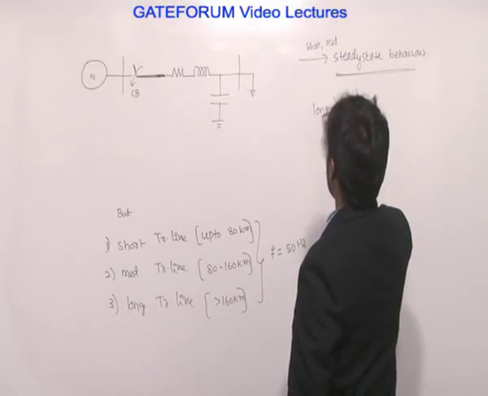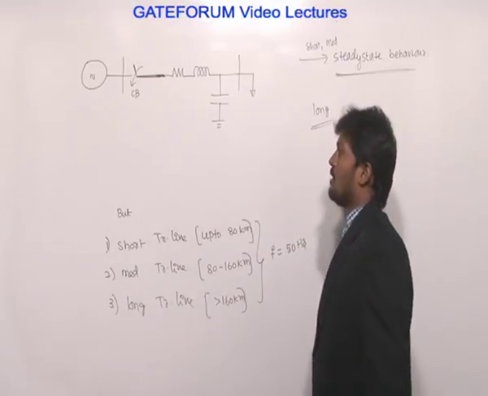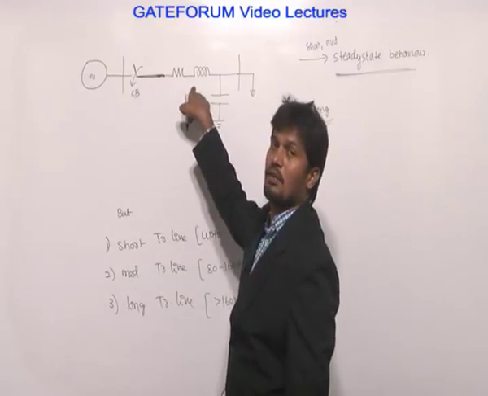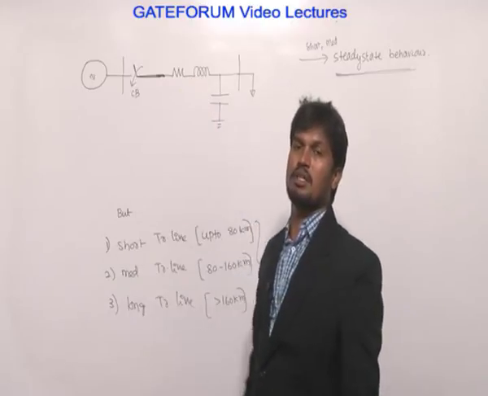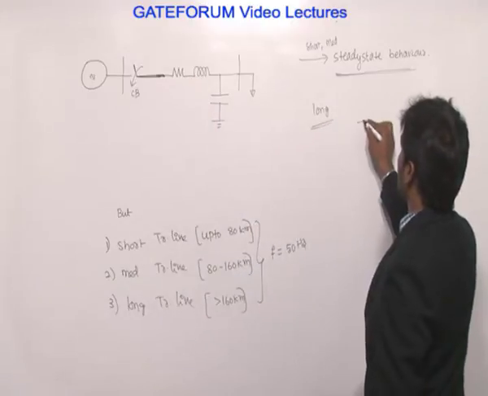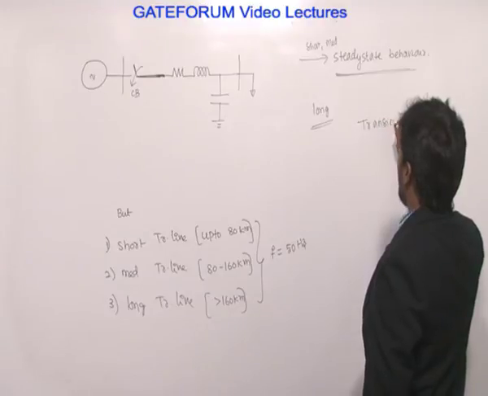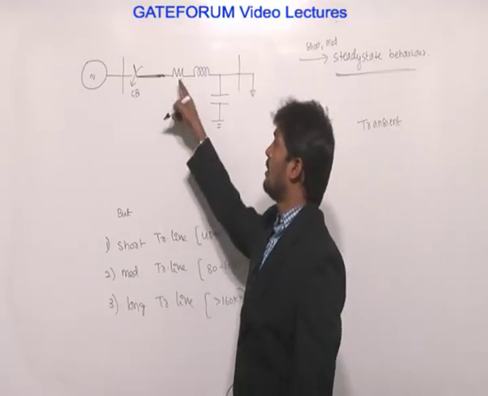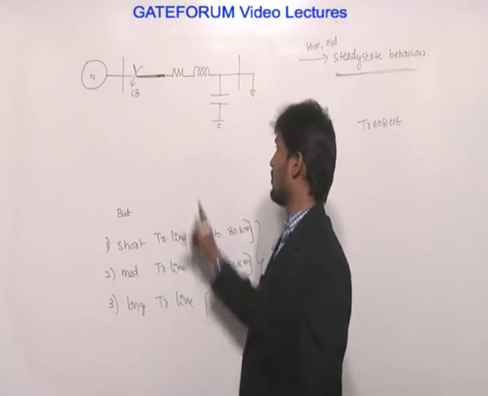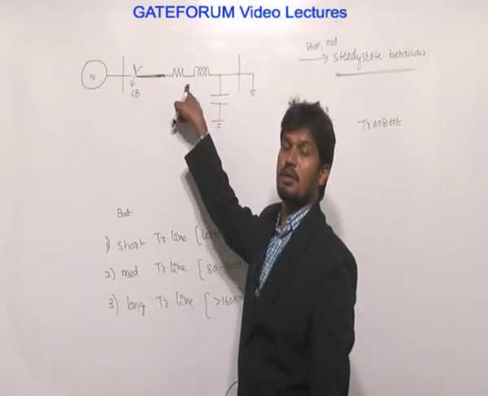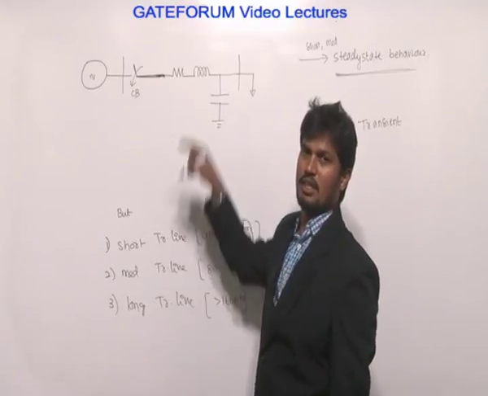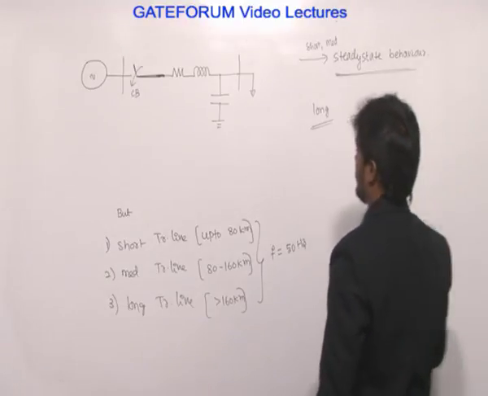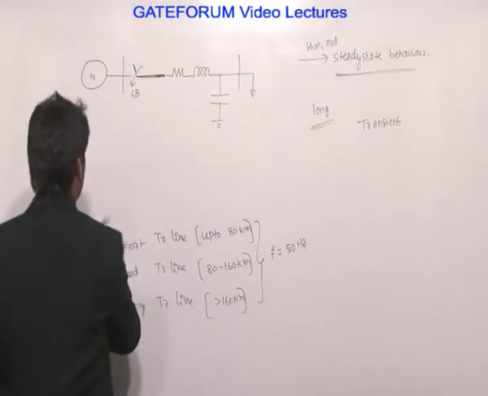Next, the long transmission line. Whenever the switch is closed, due to the long length of the line, the long transmission line will take more time to charge the line. Therefore, the long transmission line is represented by transient behavior, whereas short and medium lines are represented by steady state behavior.